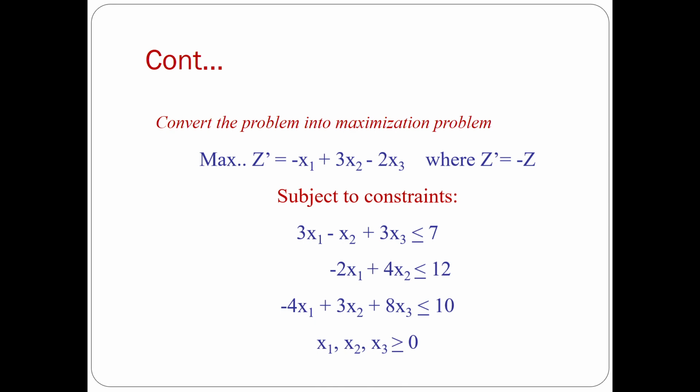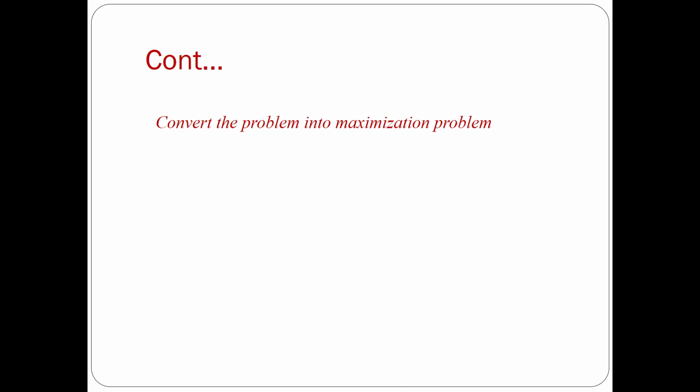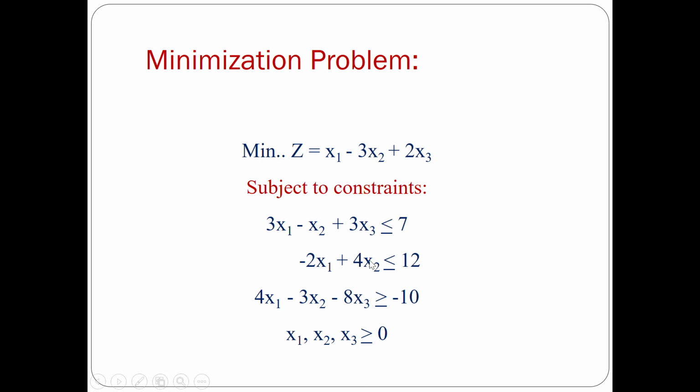Let us go back once again. So this is the given problem. You can see the greater than or equal to constraint here. We have converted that into a less than or equal to constraint just by multiplying it by -1. It is given as 4x1 minus 3x2 minus 8x3 greater than or equal to minus 10. If we multiply it by -1, it will be minus 4x1 plus 3x2 plus 8x3 less than or equal to 10.